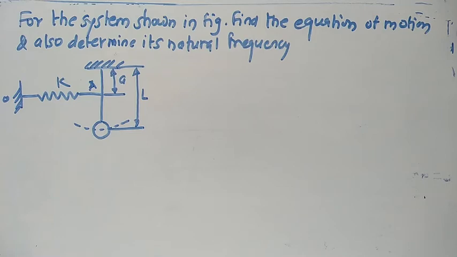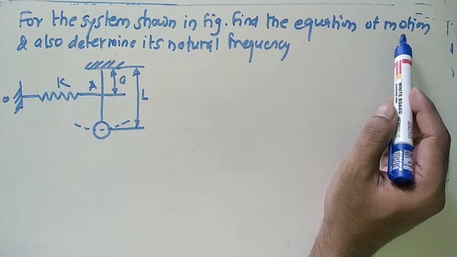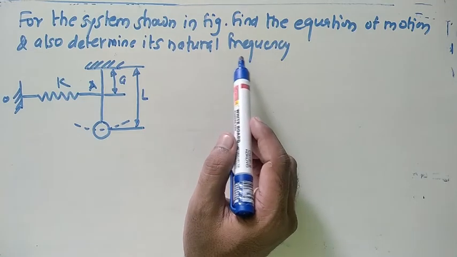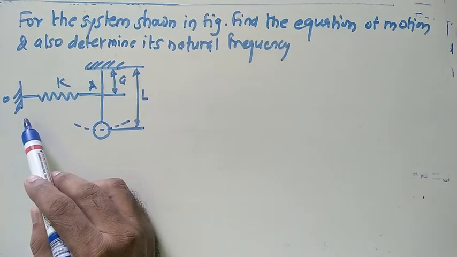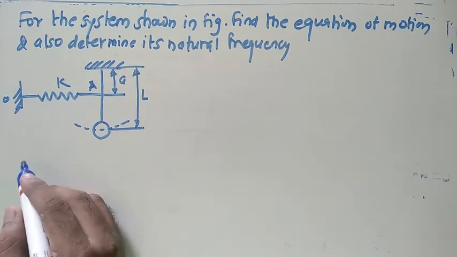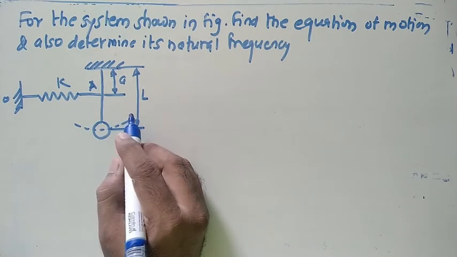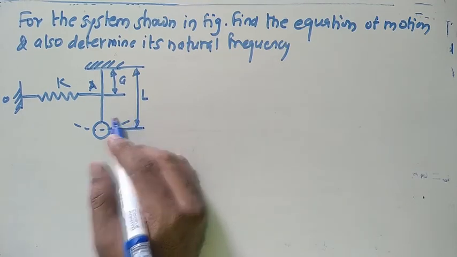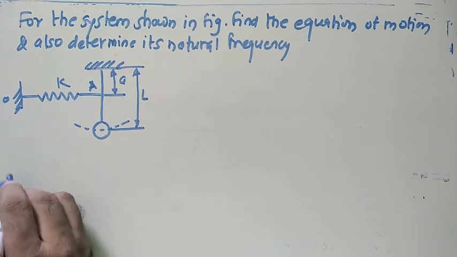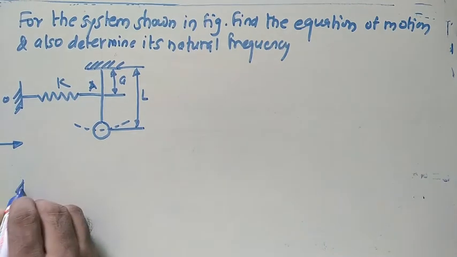Let us start with the next problem. For the system as shown in figure, find the equation of motion and also determine its natural frequency. So the system is given like this. First of all, you have to draw the free body diagram for the given system. For that, if I stretch this block to one side, then see the various forces acting on the various parts available in the given system. So first of all, this way we'll draw the free body diagram.